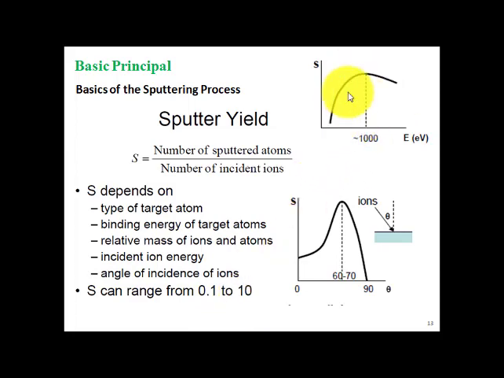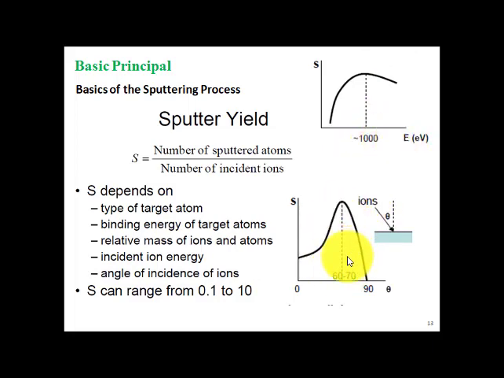In this figure, in the upper figure we can see on the y-axis it is sputtering and on the x-axis it is energy of the incident ions. So we can see as the energy increases, the sputter yield also increases up to a maximum near 1000 electron volt energy.